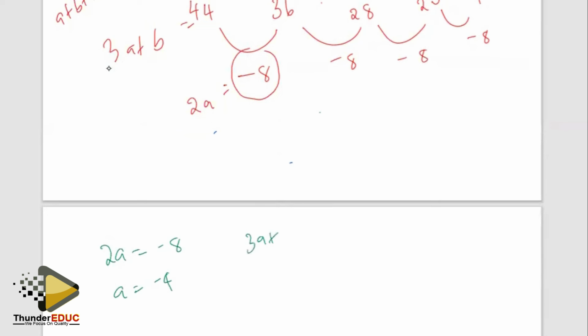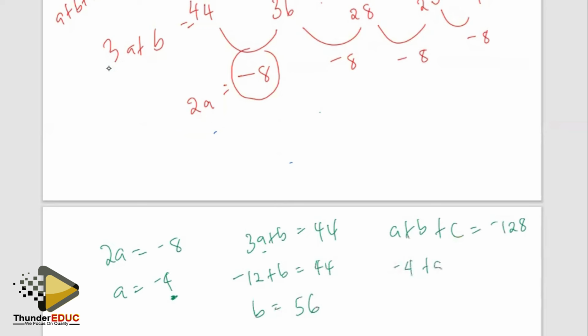Then 3A plus B is equal to 44. So where there is A, we replace it with our answer. So that's going to be negative 12 plus B is 44. Let's move the 12 to that side. B is going to be 56. Then A plus B plus C must give us negative 128. But our A was negative 4, our B is 56, and we're looking for C.